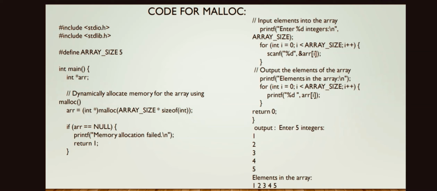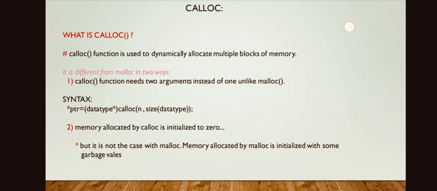Okay, now we will see what the calloc function is. The calloc function is used to dynamically allocate multiple blocks of memory. It is different from malloc in two ways. One is that calloc needs two arguments instead of one, unlike the malloc function, because one is for the number of blocks and the other one is for the specific size of those blocks. The second difference is that memory allocated by calloc is initialized to 0, but in malloc it is initialized with some garbage value initially.